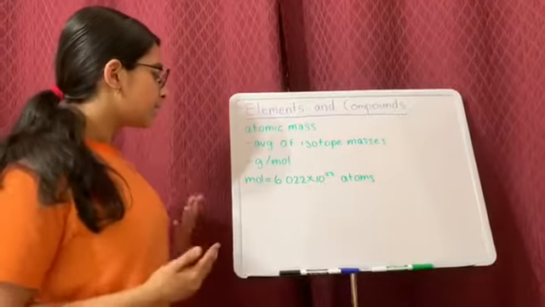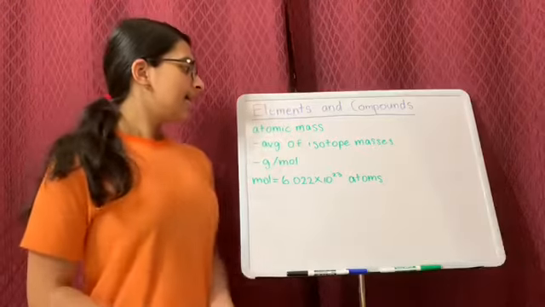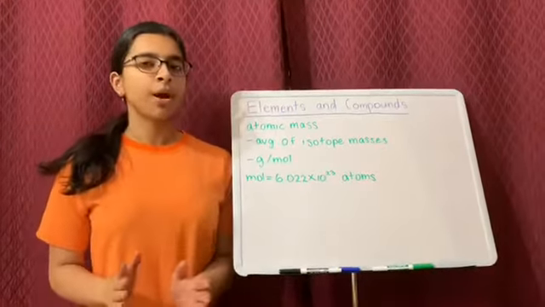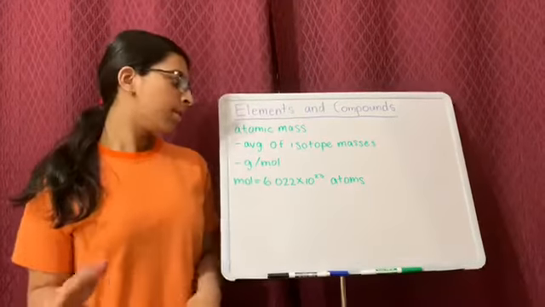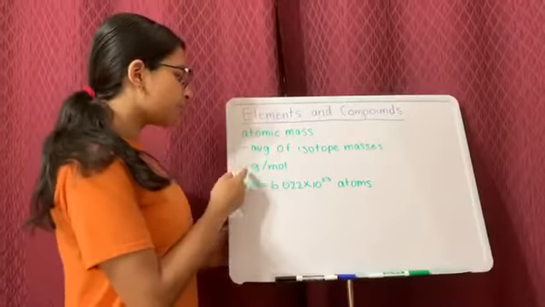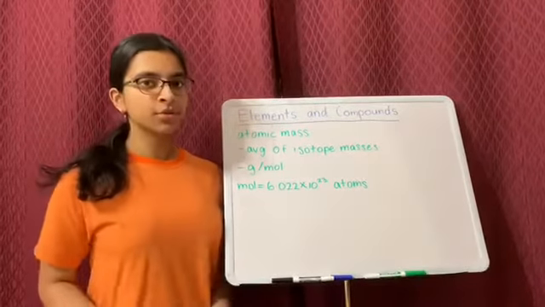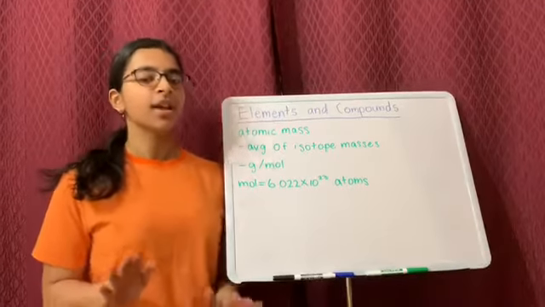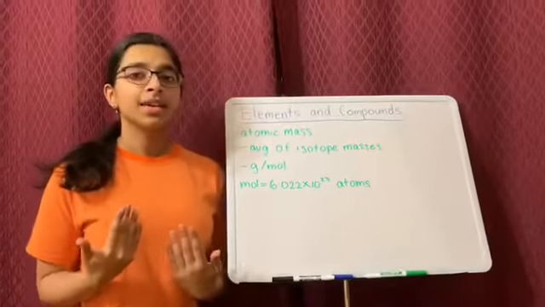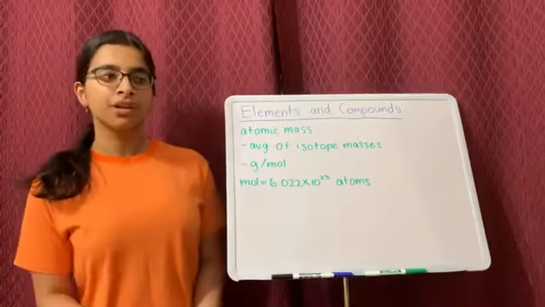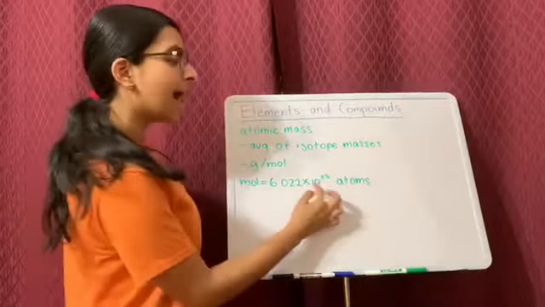So what do I mean by this? Here's an example. Hydrogen's atomic mass is going to be approximately 1 gram per mole. That means I have 1 gram in a mole. And what is a mole? A mole is 6.022 times 10 to the 23rd atoms. So that is basically telling me that if I have a gram of hydrogen, I have this many atoms of hydrogen.